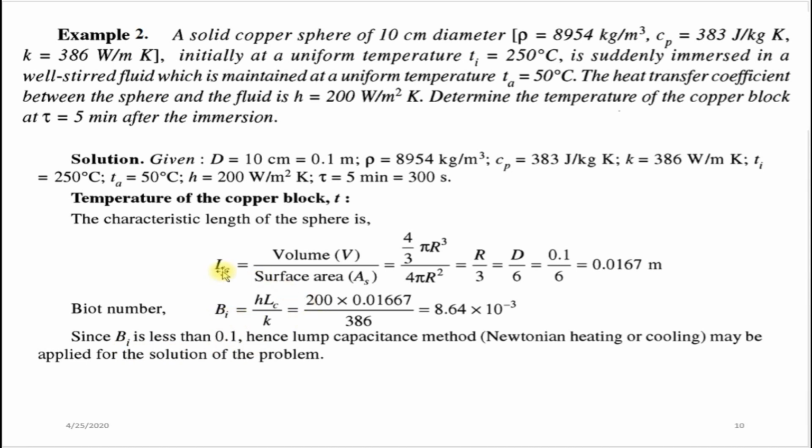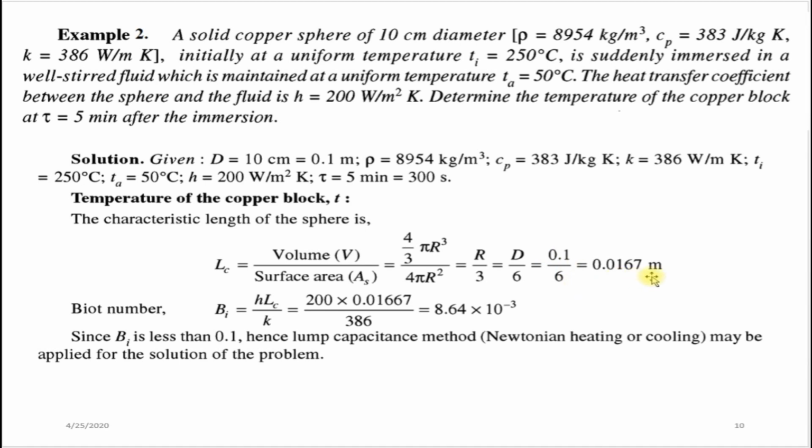For that, the characteristic length is required. The shape of the copper solid is a sphere. So the volume of the sphere is 4 by 3 pi r cube. Surface area is 4 pi r square. If you substitute these two, you will get LC as r by 3, that is 0.1 by 6, because the diameter is mentioned in the problem as 10 centimeter, converted into meter, 0.1 by 6, that is equal to 0.0167 meter.